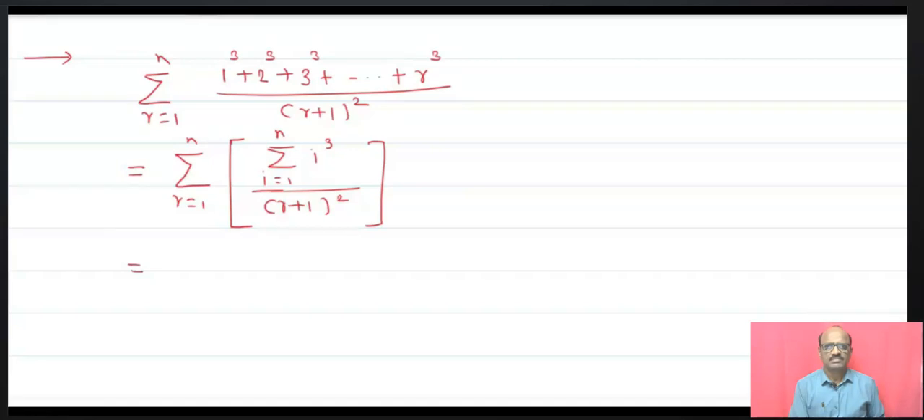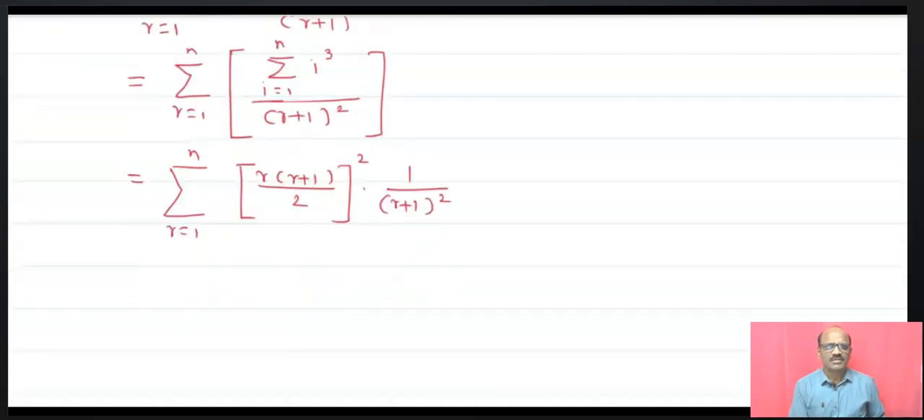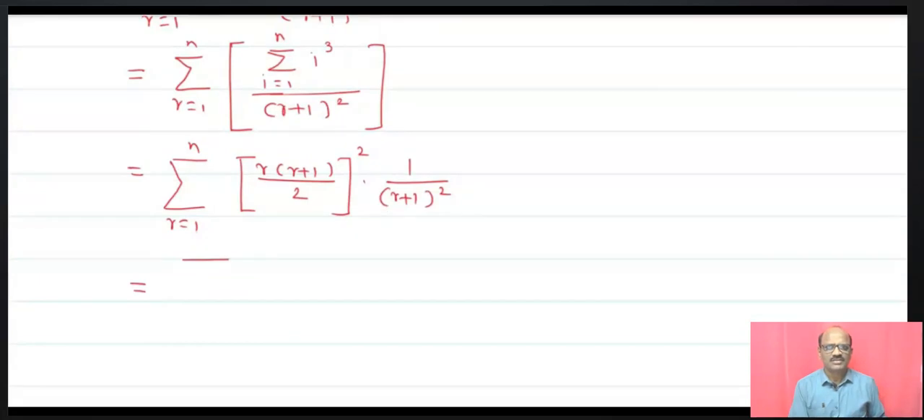See this here. N into N plus 1 upon 2 square. That is, and R in bracket R plus 1 upon 2 upon 1 plus R plus, you can write now this. Now, in this case, what will happen? That is R plus 1 bracket square and R plus 1 bracket square will get cancelled here. See this here.